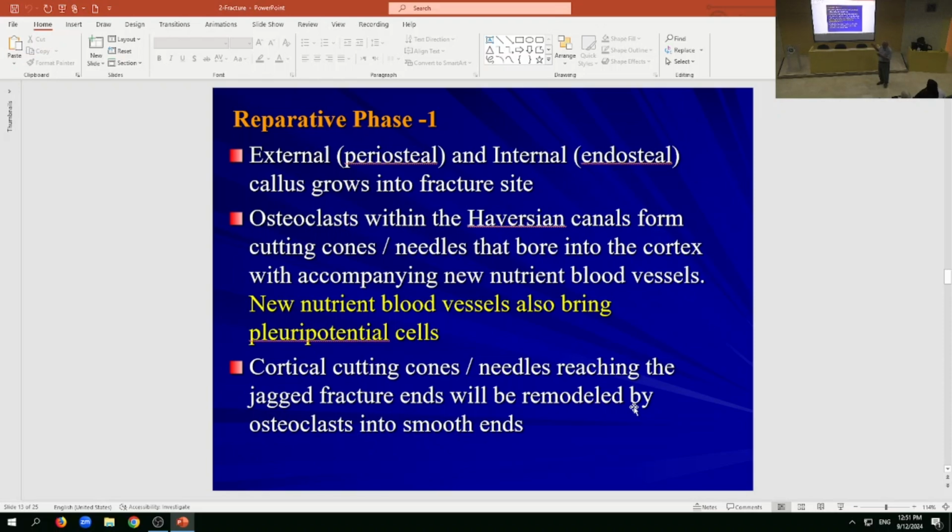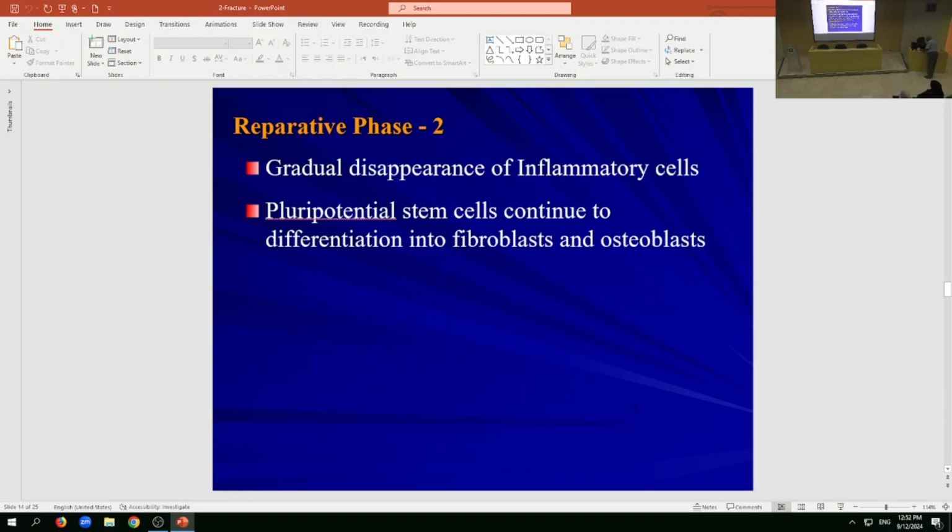The body has now transformed the fracture site from a hemorrhage and clot into fibrous tissue into a callus. Now the next stage is to have that repaired, remodeled. Of course, once you get into this stage, there is no need for the inflammatory response, so it will be gradually stopped.